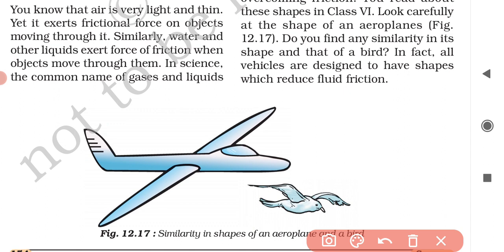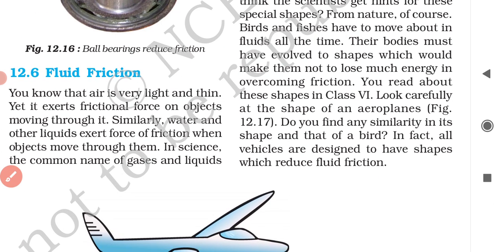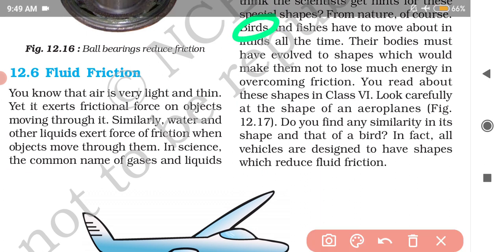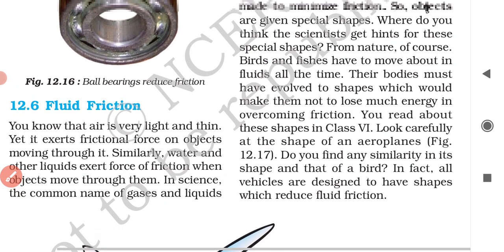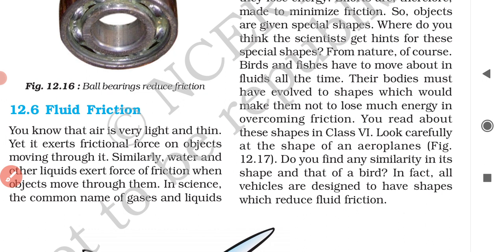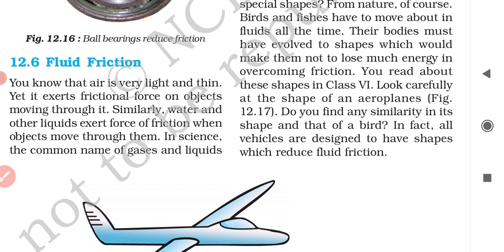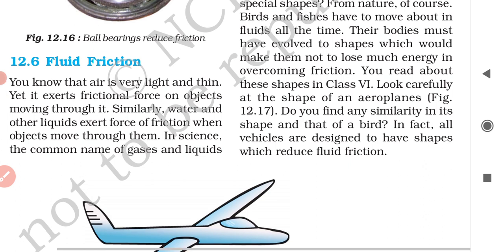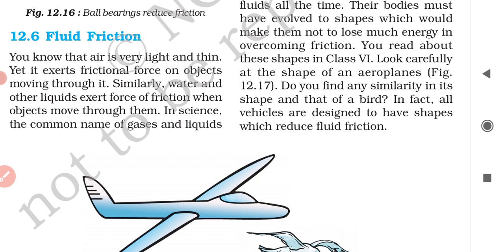So scientists and engineers took the idea from the birds to design the shape of an aeroplane, so that when the aeroplane moves in air, it could overcome the friction very easily without losing much energy. Do you find any similarity in its shape and that of a bird? We have discussed already. The shape is what? Streamlined. Both the shape of the bird and the aeroplane are streamlined, so as to reduce air friction.